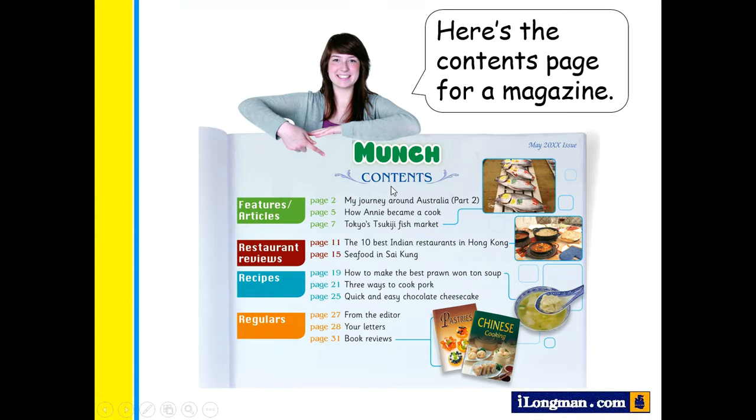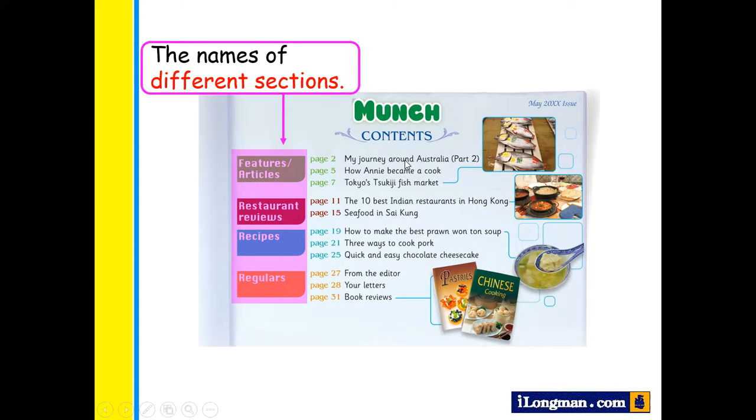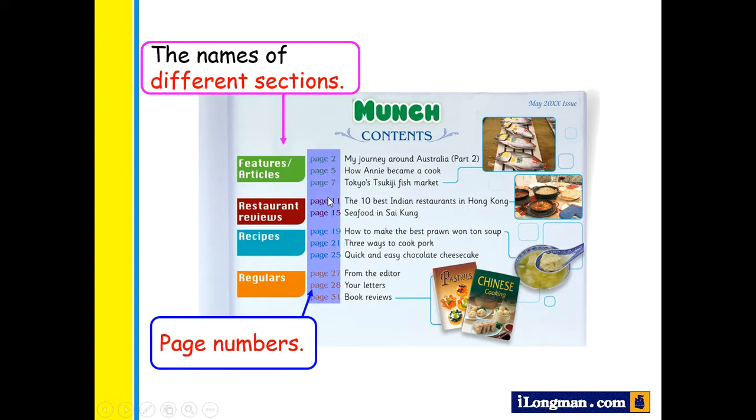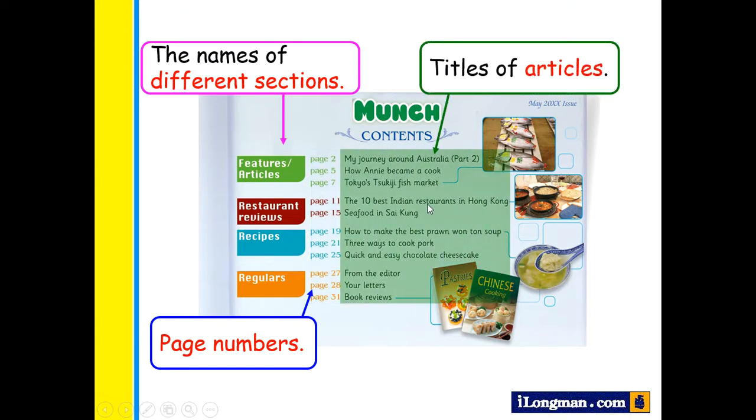A contents page is a list of writings, or we call articles, in a magazine or a book. Remember, we always put an S at the end of the word contents. On this contents page, we have the name of different sections, page numbers where each article begins, and the title of articles.